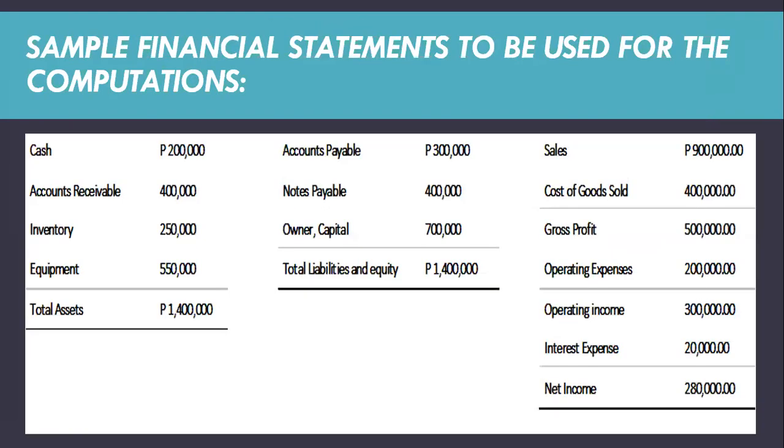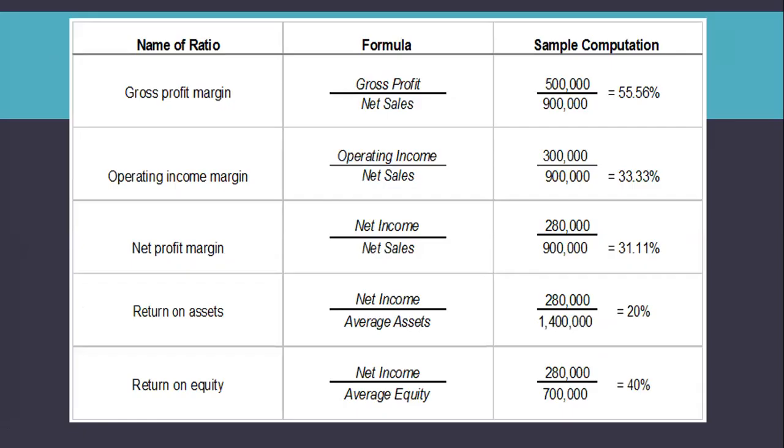Ito po yung example ng mga accounts na ginamit po natin para makuha po natin yung different profitability ratio: gross profit margin, operating income margin, net profit margin, return on assets, and return on equity. Ito po yung formula: gross profit over net sales, then operating income over net sales, net income over net sales, net income over average assets, then return on equity, net income over average equity.